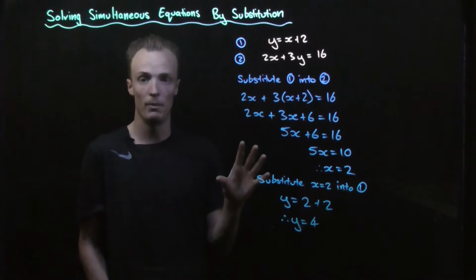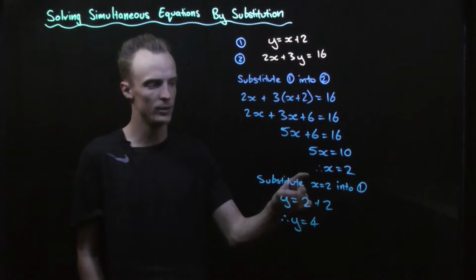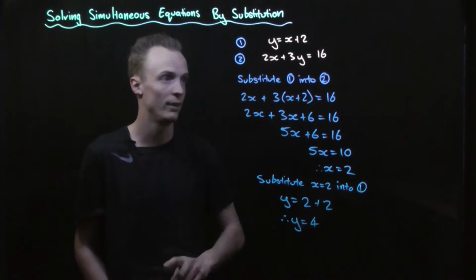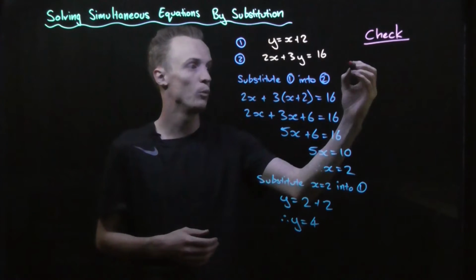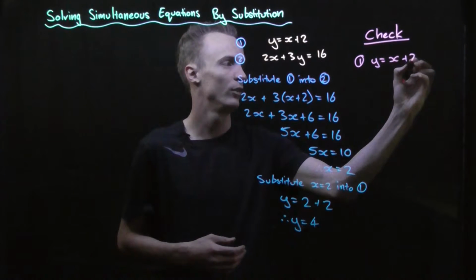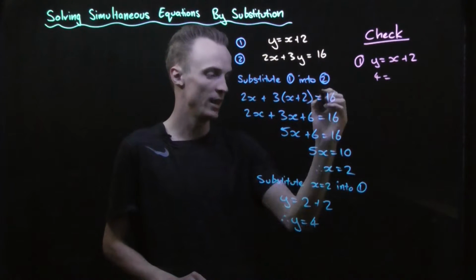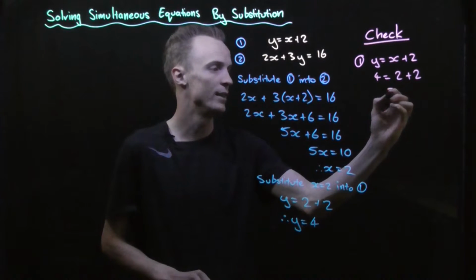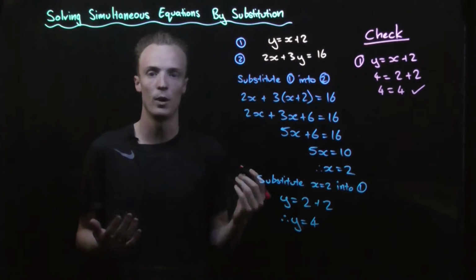The advantage of this problem though is we can actually check it. We should be able to substitute our values of x equals 2 and y equals 4 into each one of these equations and they should balance. So let's do a check step. First, equation 1, where y equals x plus 2. We're saying y equals 4 and x equals 2. Let's solve the right hand side now, where 2 plus 2 does equal 4, so it works for equation 1.